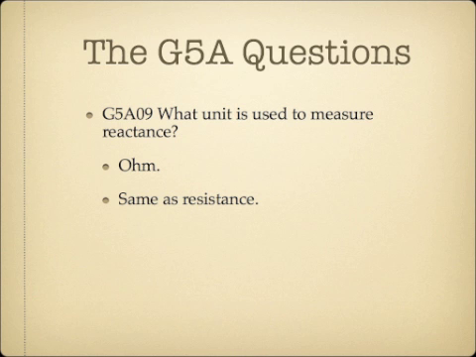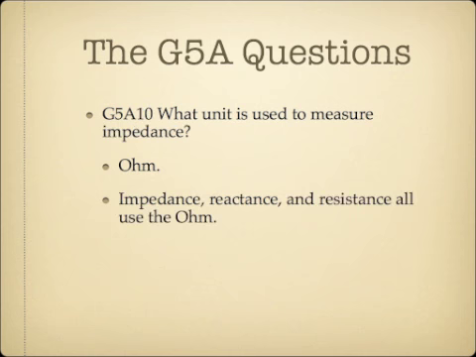What unit is used to measure reactance? The answer is the ohm, same as resistance. The ohm is used as a unit of measure for pretty much everything that describes the opposition to the flow of electrical current. So reactance is one of those things. The unit of measure is the ohm. What unit is used to measure impedance? Same thing, ohm. Impedance, reactance, and resistance all use the ohm. So when in doubt on opposition to current flow, go with the ohm.